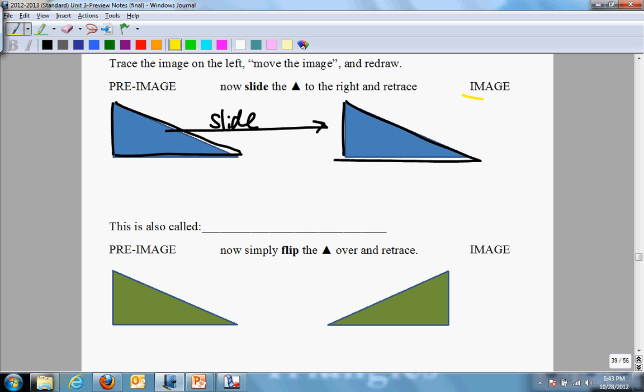This second triangle is called the image of the first one, which is called the pre-image. This motion of sliding has another name. The technical name for sliding in geometry is called translation.